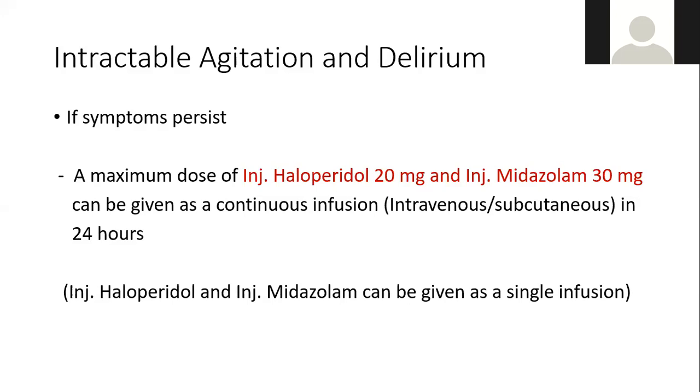So these two drugs are compatible and can be loaded in one syringe driver if syringe drivers are available, or they can be put into 100 ml NS, and these injections can be put into that bottle and then run through infusion pumps. But you have to calculate the drops and then continue the infusion. So injection haloperidol 20 milligram, injection midazolam 30 milligram can be given in intractable agitation and delirium.